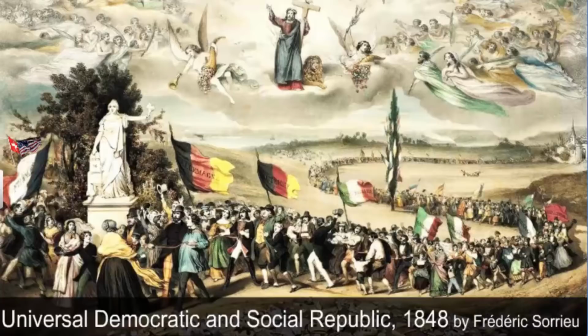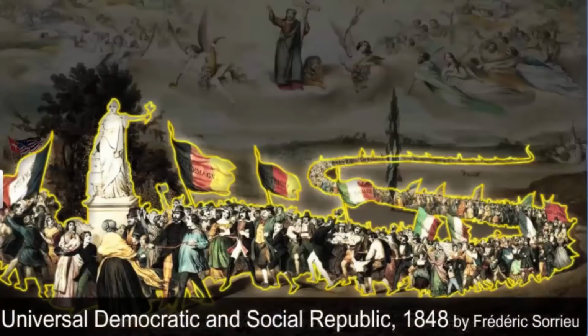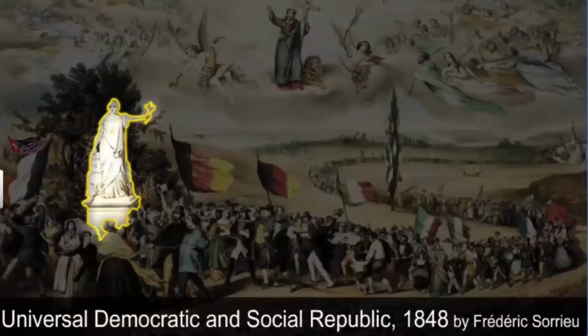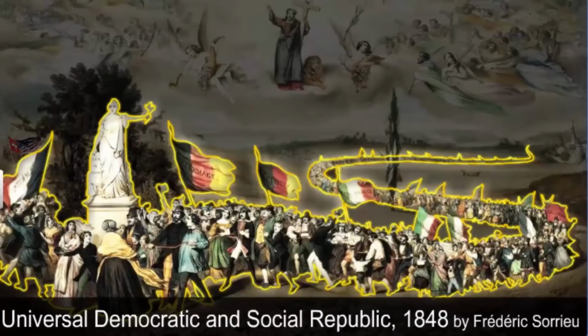Now, a utopian vision is the vision of a perfect society that is so ideal that it is unlikely to actually exist. If you look carefully, Seurat shows people from different countries and all walks of life marching towards the Statue of Liberty, each of them wearing their national costume and carrying revolutionary flags.